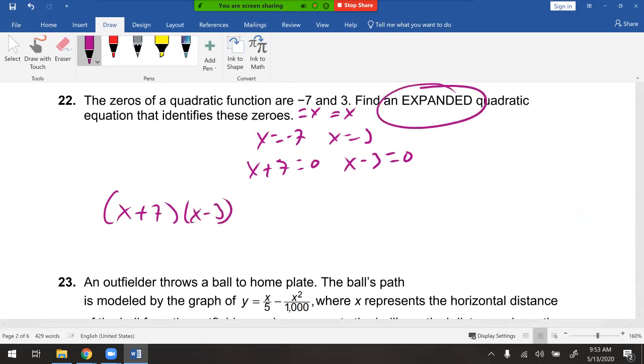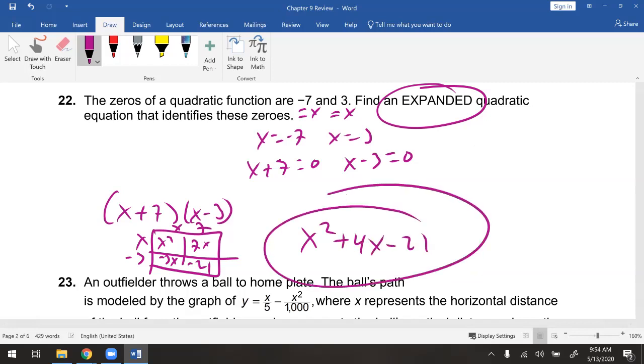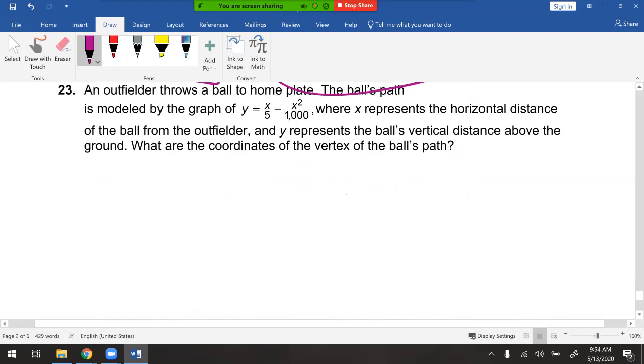But it says to find the expanded quadratic, so we use the blocks method. x and negative 3, I'll put x and 7 right here. x squared, negative 3x, 7x, and then negative 21. So that means it's x squared plus 4x minus 21. Voila. And we can say if it's an equation, it's equal to y. There you go, that simple.